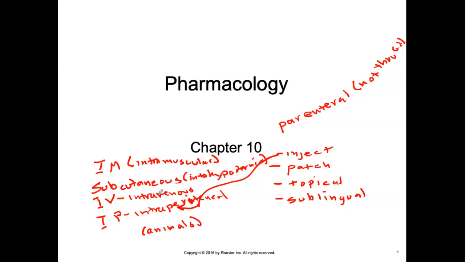IV, intravenous, is into a vein. IP is into the peritoneum. You actually go through the abdomen and inject the drug into the peritoneal cavity, and then the blood vessels in the peritoneum pick it up. You do this in animals when you do things like animal testing, like in mice. But those are the different ways to inject.